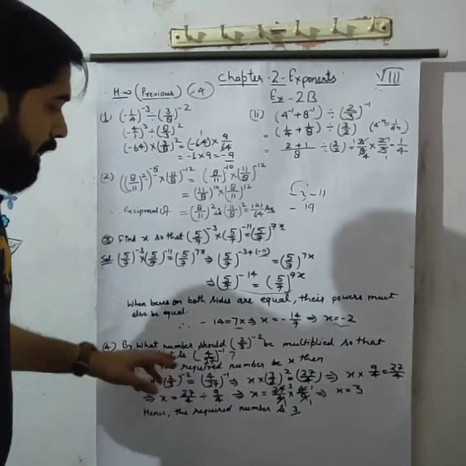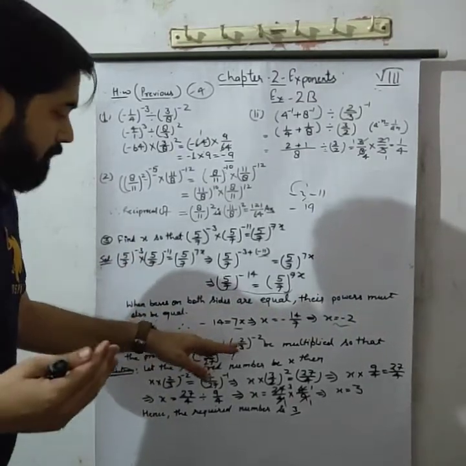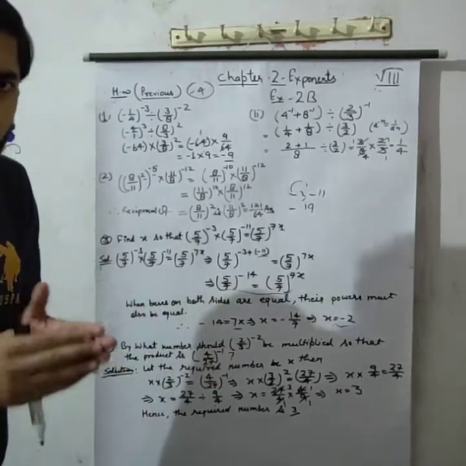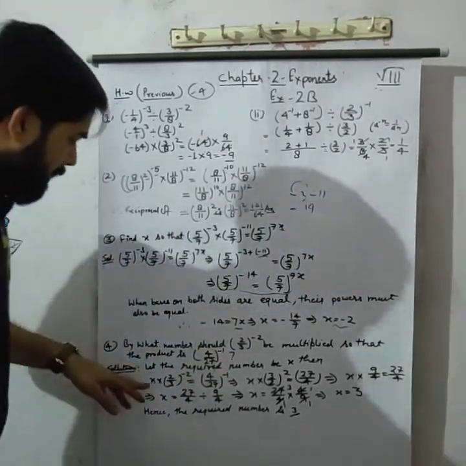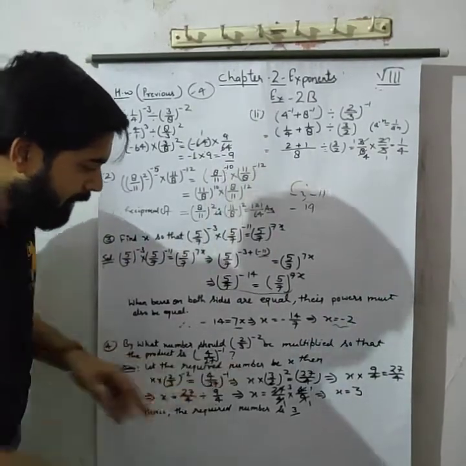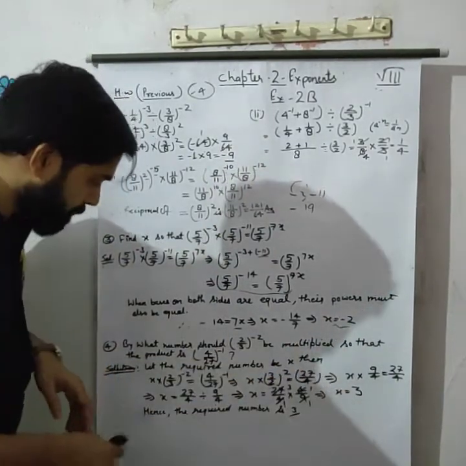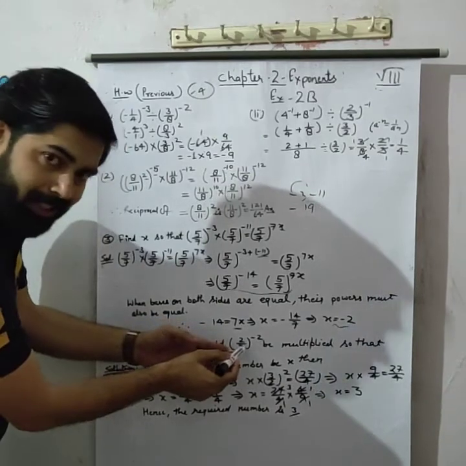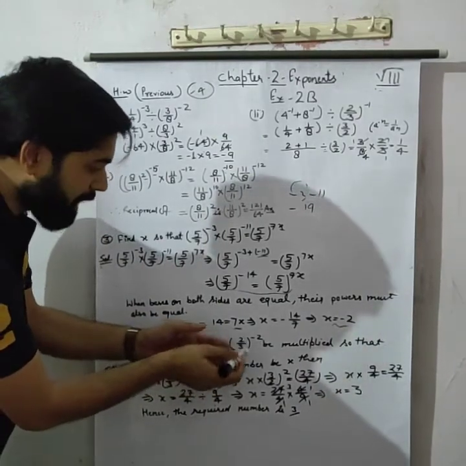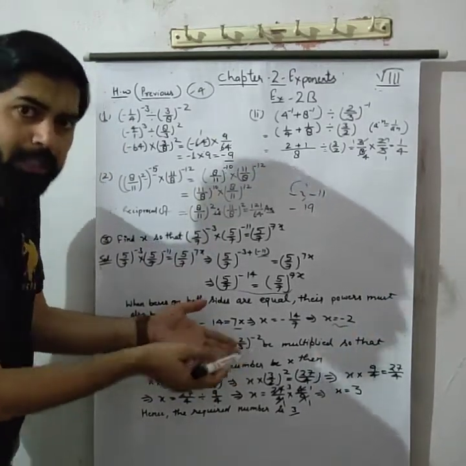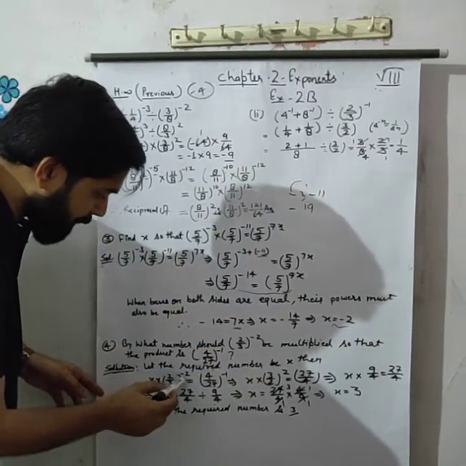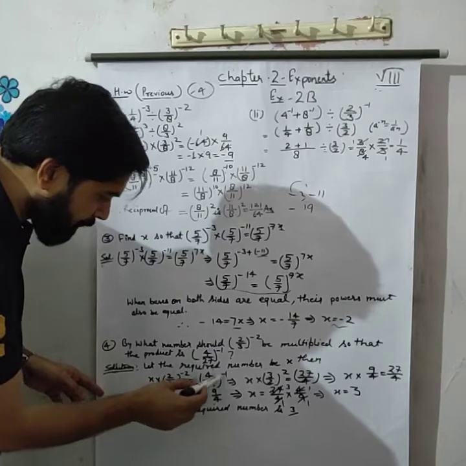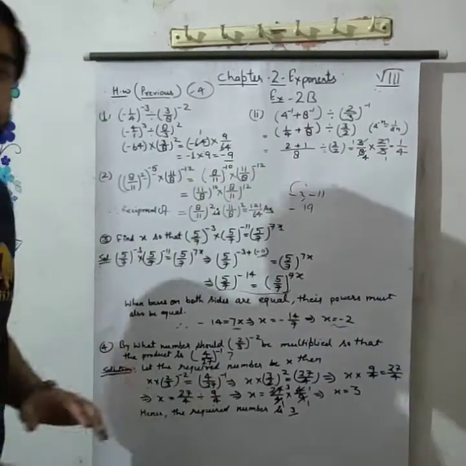Look here, the question is asking for a number. So how can we find it? You don't know which number, so let the required number be x simply. Then the question says multiply, so we can multiply x with 2 upon 3 raised to power minus 2. So x multiplied by 2 upon 3 raised to power minus 2 is equal to 4 upon 27 raised to power minus 1. This is the equation.